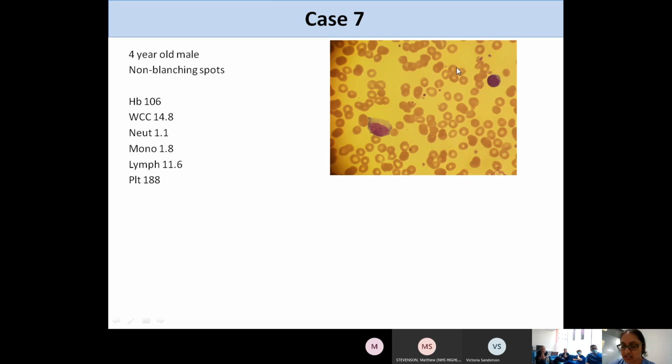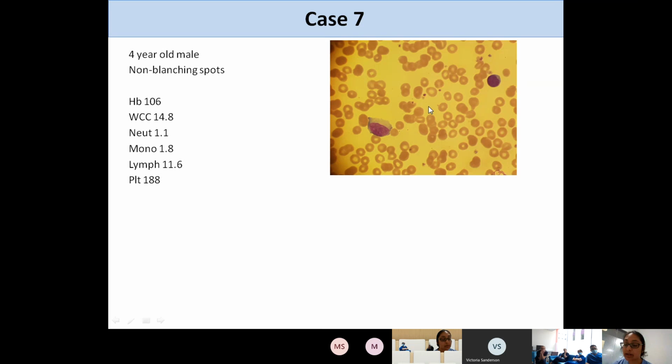So the red cells look okay. There's going to be a bit of rouleaux here. The platelets look okay. We've got a normal lymphocyte here. And then here we've got this very large cell that looks nasty and big. So big cells we don't really like on a blood film.